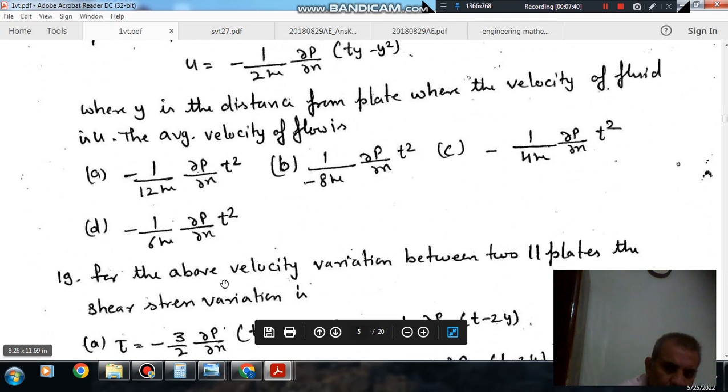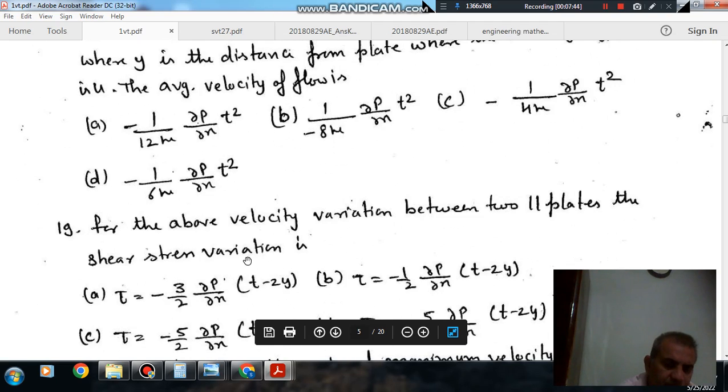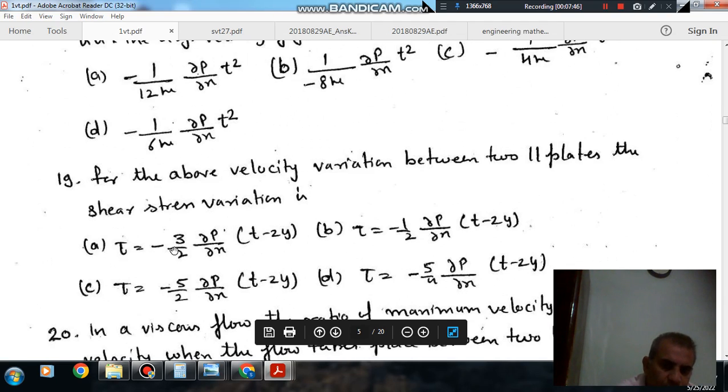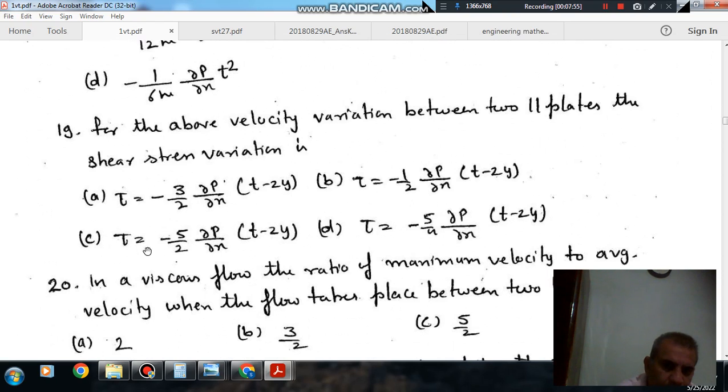Okay, next question number 19. For the above velocity variation between two parallel plates, the shear stress variation is: option A, τ = -3/2 ∂p/∂x (t - 2y). Option B, τ = -1/2 ∂p/∂x (t - 2y). Option C, τ = -5/2 ∂p/∂x (t - 2y). Option D, τ = -5/4 ∂p/∂x (t - 2y).